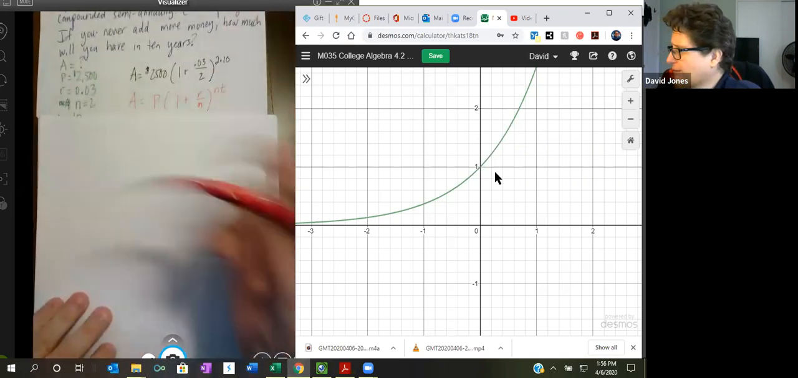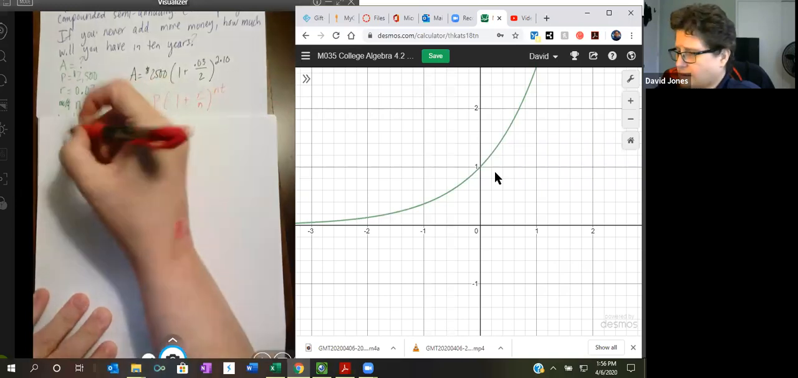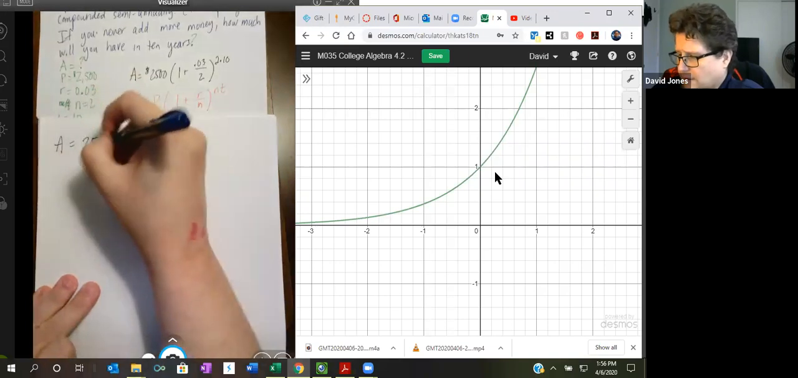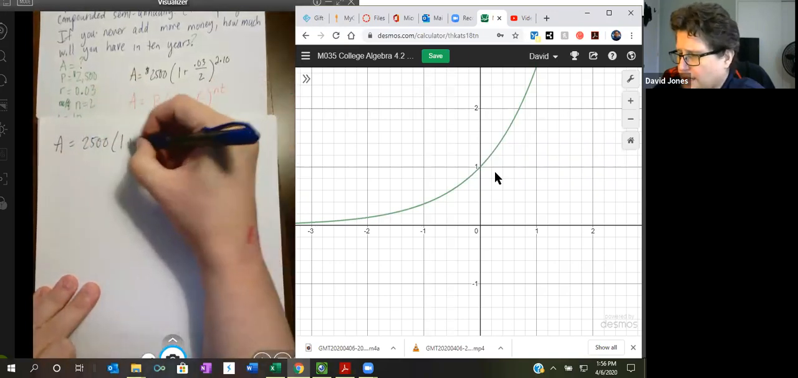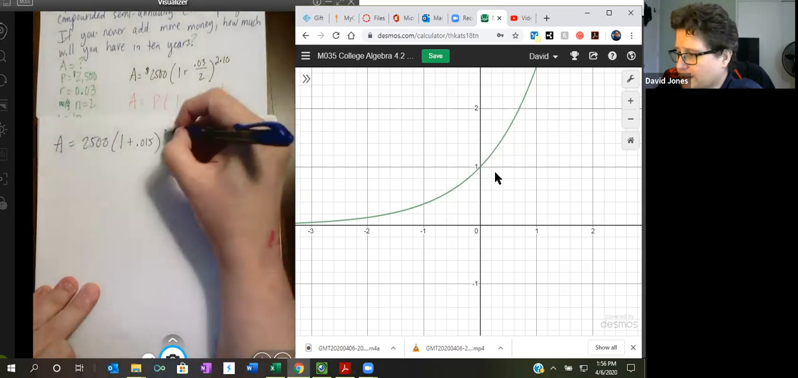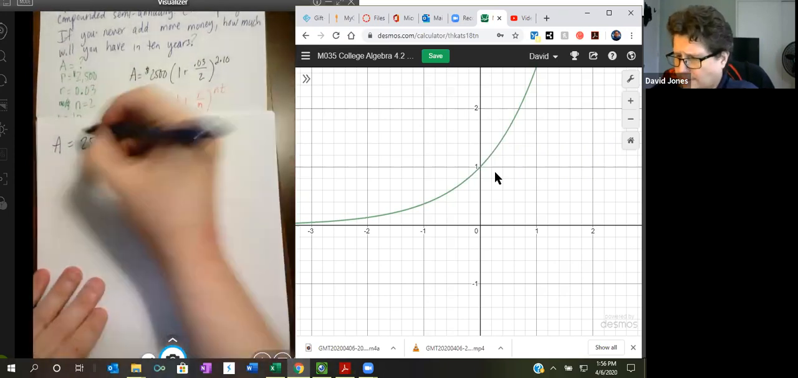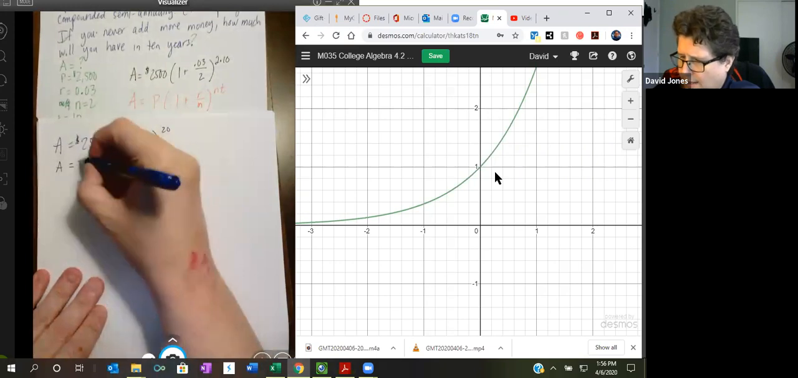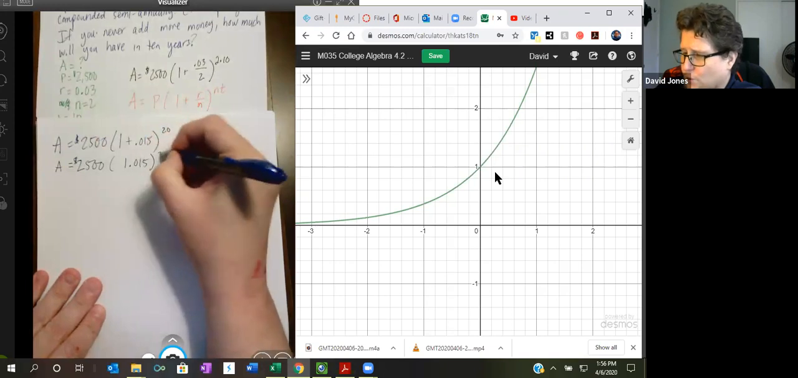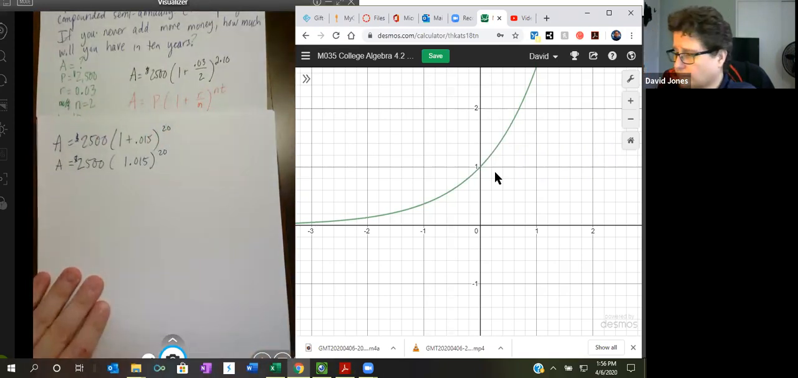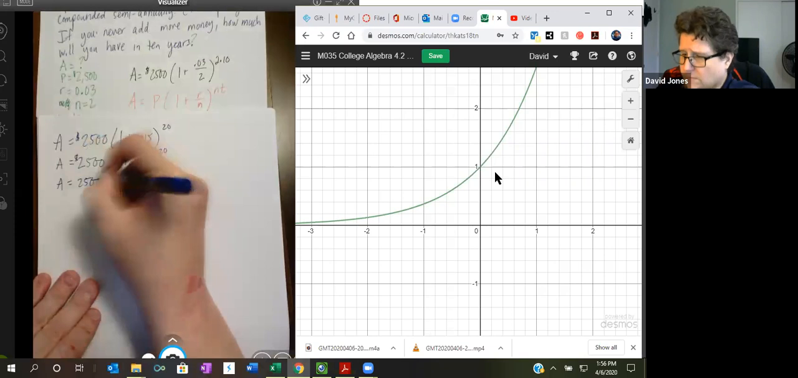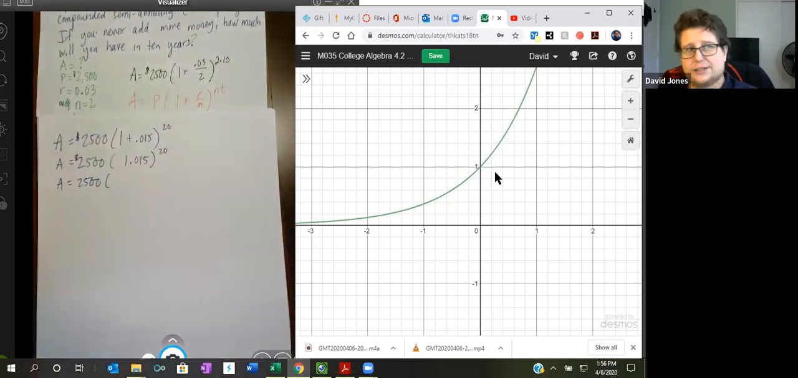0.03 divided by 2 is 0.015. And I can do the 2 times 10 right now. That's 20 as well. And then I'll add inside the parentheses. I get 1.015 to the 20th power. What is that value? Let's do it in a calculator together.